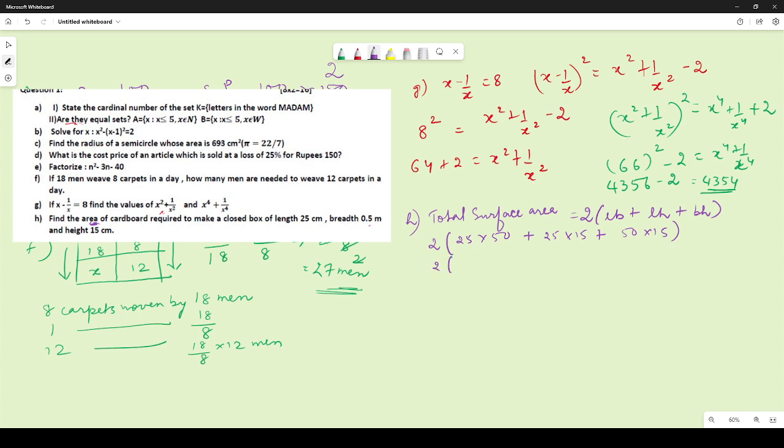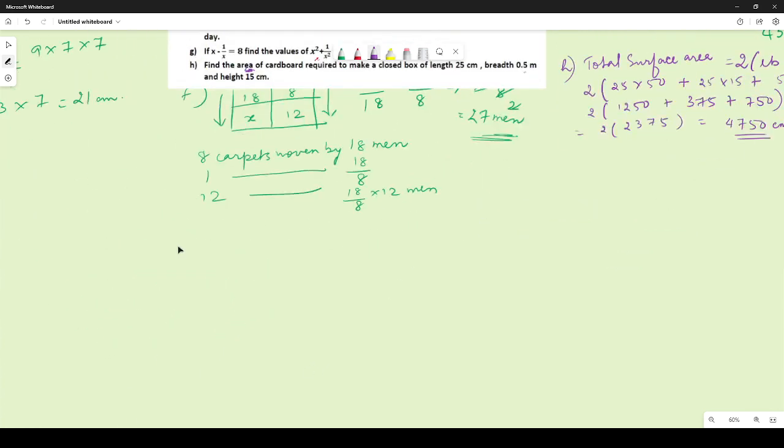सो 2 इंटू यहाँ आप देखेंगे 1250 प्लस 375 प्लस 750. तो टोटल आ जाता है 2 इंटू 2375, दैट इज इक्वल टू 4750 स्क्वायर सेंटीमीटर. सो दिस विल बी योर आंसर. ये आपका सही आंसर होगा.